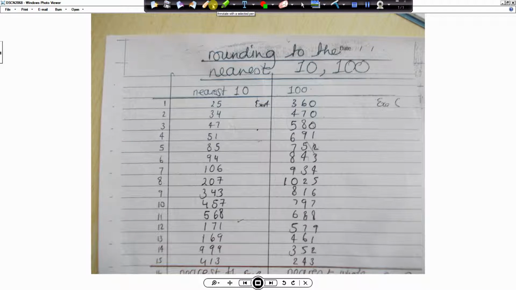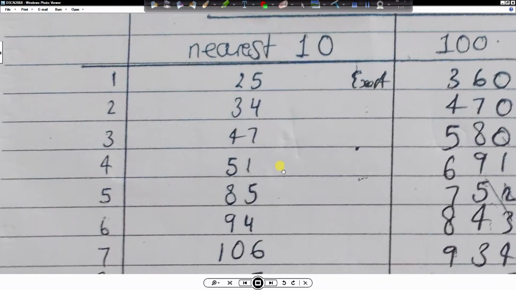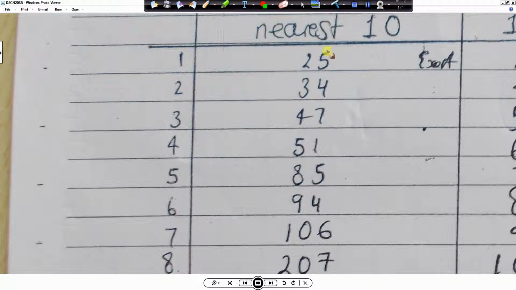Now, let's have a look at these questions here. When we round to the nearest 10, I think we should make this slightly bigger. That's lovely. Okay, right. Now, we have units and we have tens. If you're going to round the number 25 to the nearest 10, pay attention, folks.